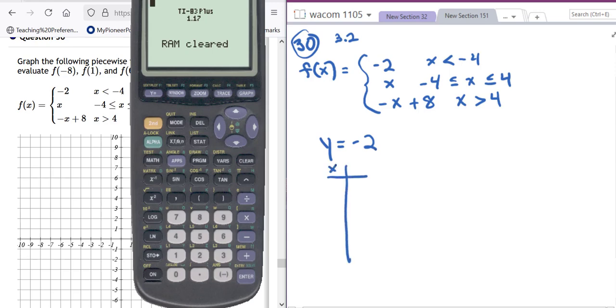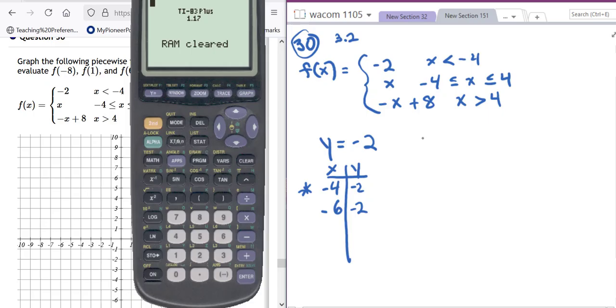And by hand, we would just do a little table. With your restriction, x has to be less than -4. So you want to use -4, but we'll do an open circle on it. And then we need another value to be able to plot on the grid that is less than -4. So let's just say -6, right? The y value is going to be -2 for both of those.